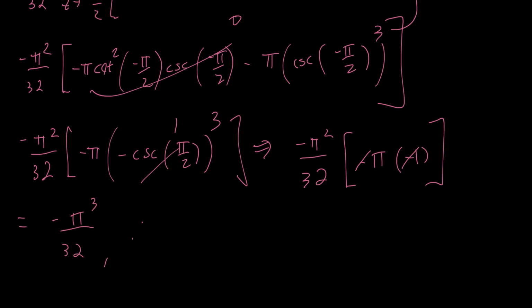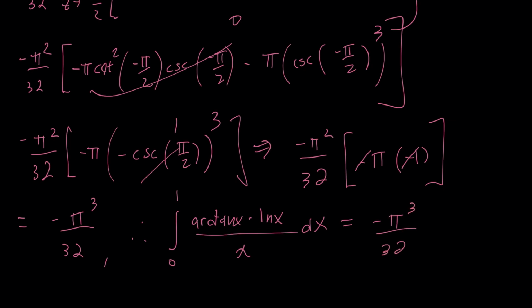So now we could say that therefore the integral from 0 to 1 of the arctangent of x times the natural log of x divided by x dx evaluates to minus pi cubed divided by 32. So that is the final result.